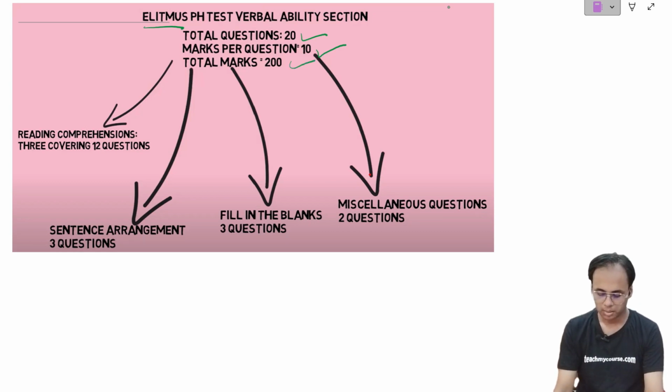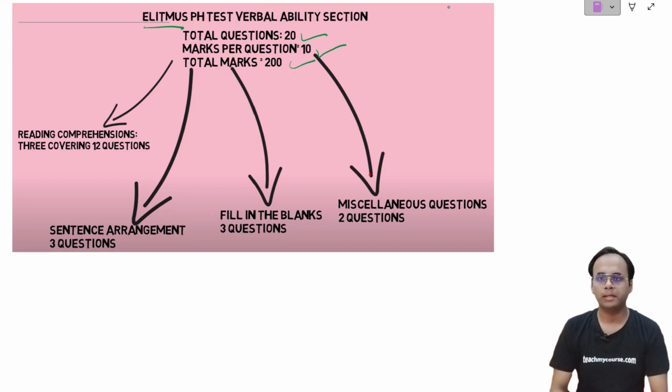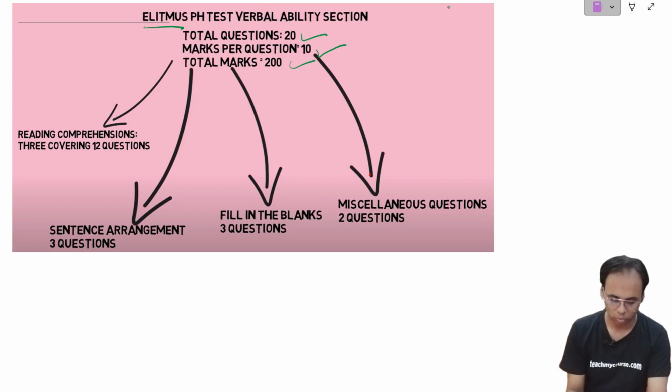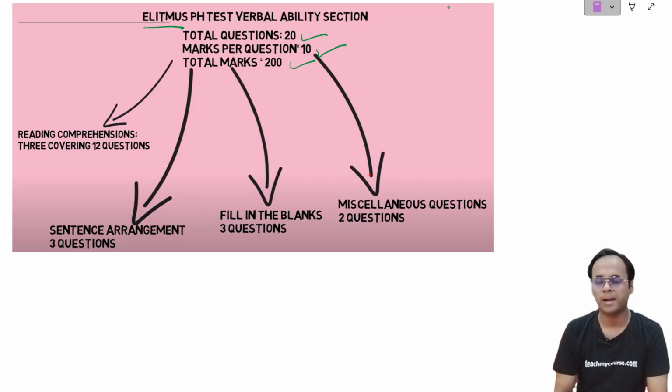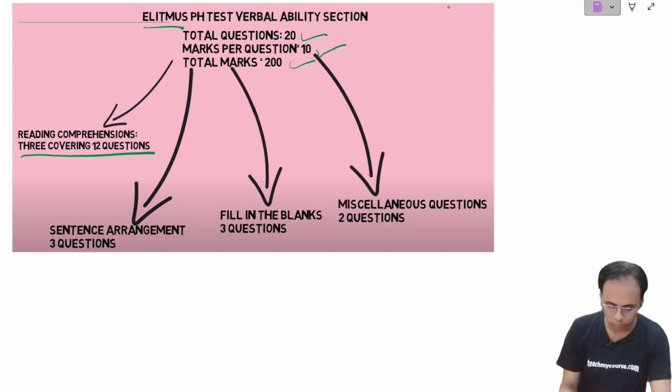Okay, now in this verbal ability section, there are a total of 20 questions. Out of that, 12 questions are normally covered by reading comprehension. Now this is a general view over the pattern of questions followed in the eLitmus PS test. However, a few things may change during the actual test, like maybe there are 2 reading comprehensions in place of 3, but generally what I have observed is that normally 3 reading comprehensions come up covering a total of 12 questions.